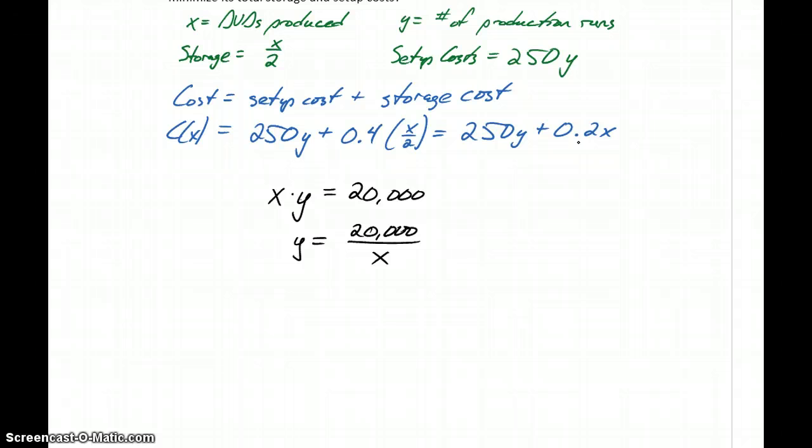And the other thing that we need is a domain for X. So we're going to produce at least one DVD in each production run. So if we have one DVD being produced in each production run, we would need 20,000 production runs, which doesn't make a lot of sense, versus our maximum number of DVDs produced in each production run could be 20,000. So meaning we do one production run, and in that production run we produce all 20,000 DVDs.